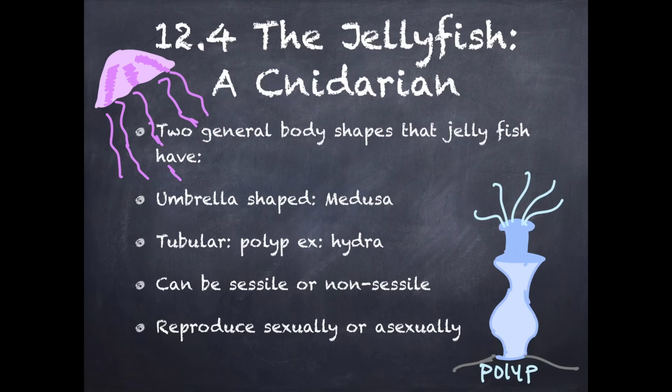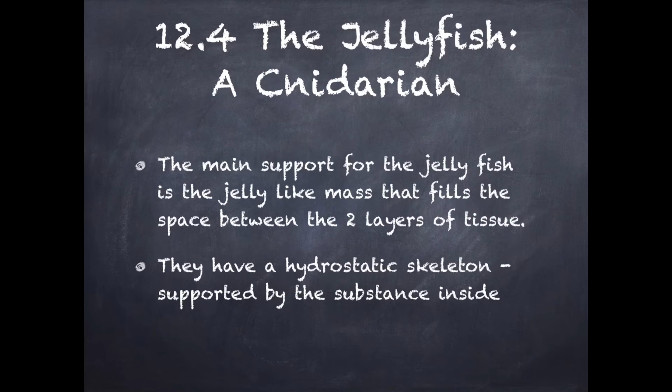This is like a polyp, and basically the tubular polyp just stays in one spot. If you can see, my polyp is on a rocky thing, and it just stays there, it's sessile. That means it doesn't move, and they reproduce sexually, or some of them can also reproduce asexually.